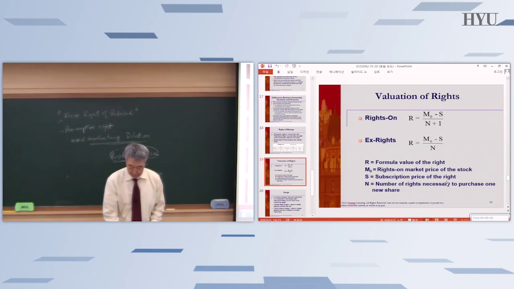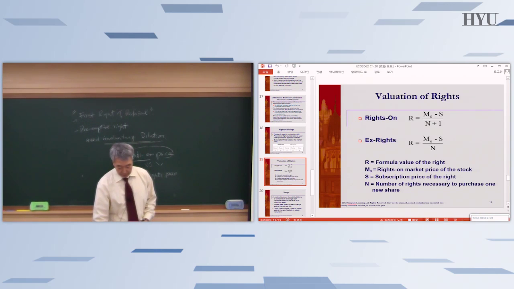Here is the formula. The R is the formula value of the right. And between rights-on and ex-rights situation, R will be the same. The formula value of the right will be the same. The difference will be MO and ME. MO is the rights-on market price of the stock. ME is, of course, the ex-rights market value of the stock, the ex-rights price.